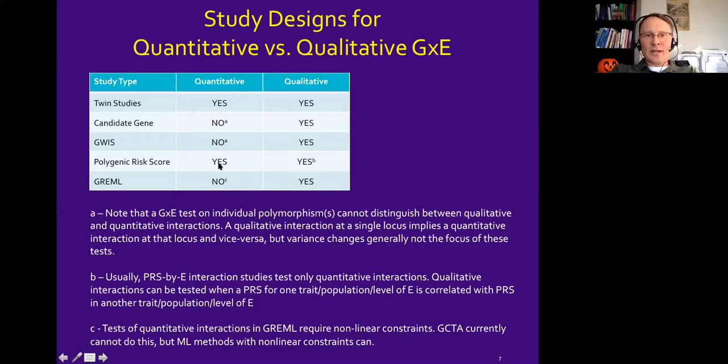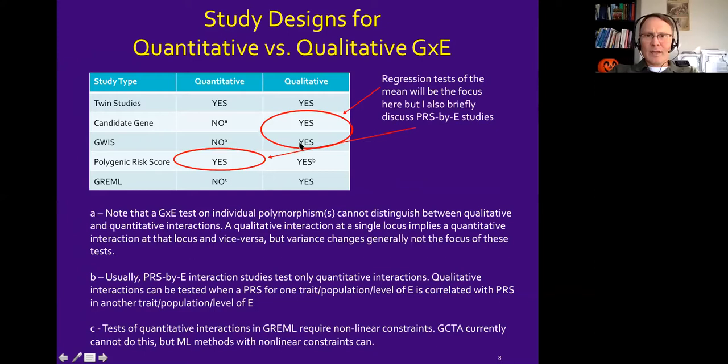It turns out that quantitative interactions are difficult to test with GREML because they require nonlinear constraints. Now that can be done, but you just can't do it with GCTA. You can write your own, and I think Navard wrote a maximum likelihood script that does that, and we've done the same. So pretty much in this talk, I'm going to be focusing mostly on single polymorphism G by E, so qualitative G by E. I'll also discuss a little bit at the end G by E for polygenic risk scores, where we're testing whether the R squared differs across levels of E.